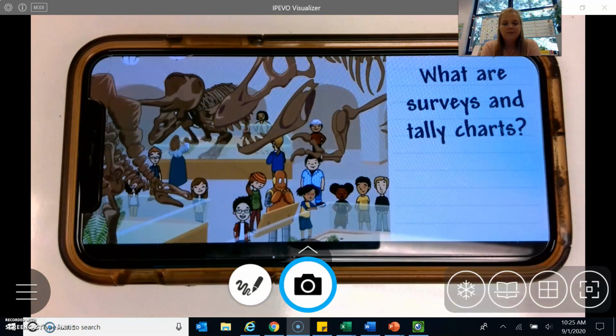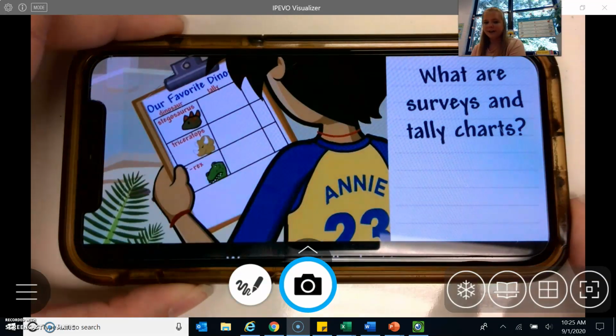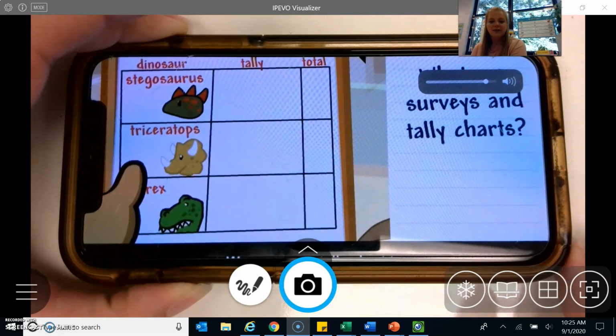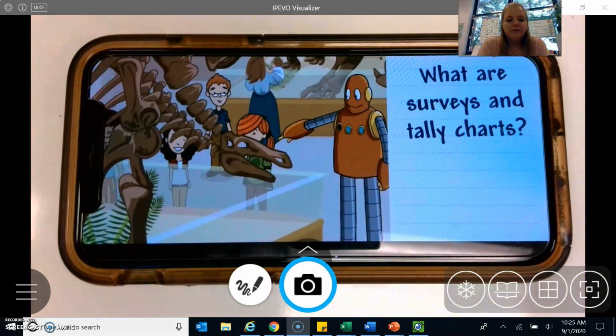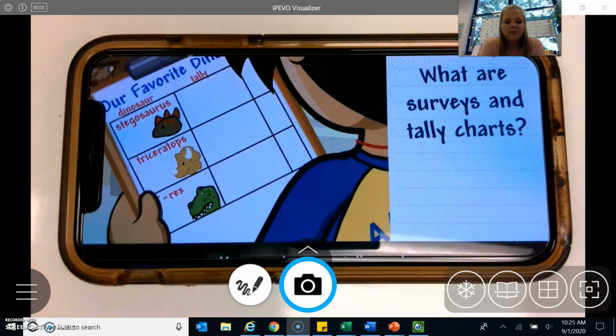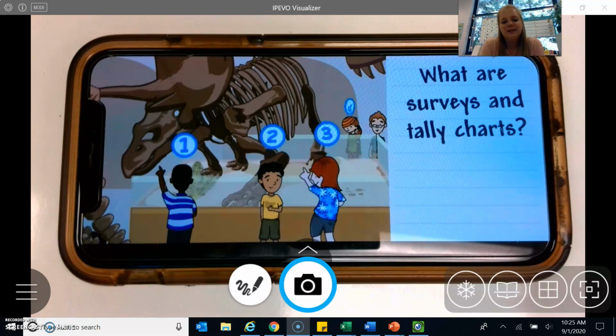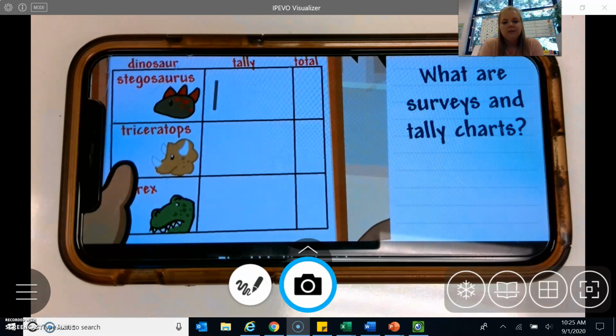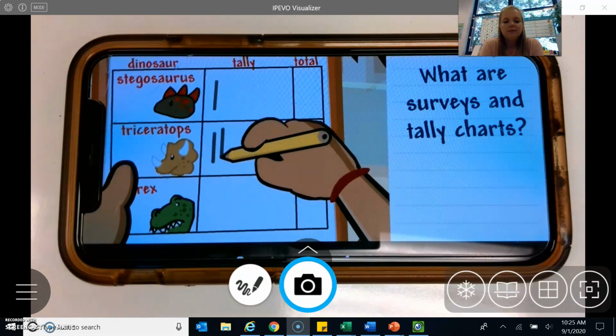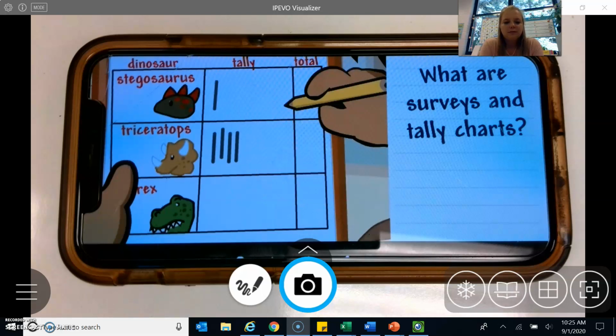Let's see. There are 3 dinosaurs here. Let's take a survey to find out which one our classmates like best. So they're going to take a survey. We can use a tally chart to record data or information. Let's see. Moby likes the Stegosaurus the best. You can draw 1 tally mark to stand for 1 vote. We know that 5 kids like the Triceratops. So I'll draw 5 tally marks in that row. 1, 2, 3, 4. The 5th mark is drawn across the other 4. Cut across for 5.